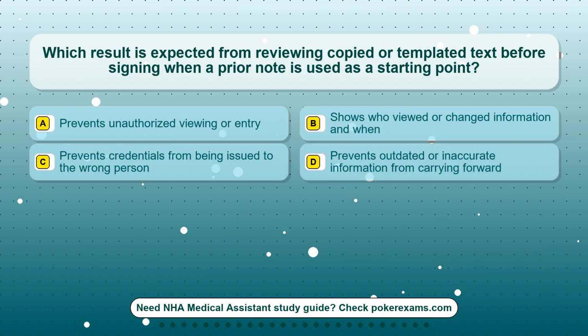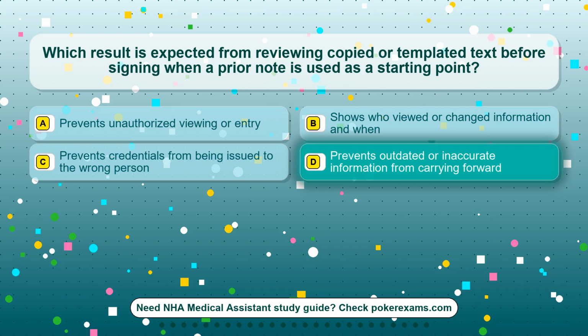Question 10. Which result is expected from reviewing copied or templated text before signing when a prior note is used as a starting point? Option A. Prevents unauthorized viewing or entry. Option B. Shows who viewed or changed information and when. Option C. Prevents credentials from being issued to the wrong person. Option D. Prevents outdated or inaccurate information from carrying forward.